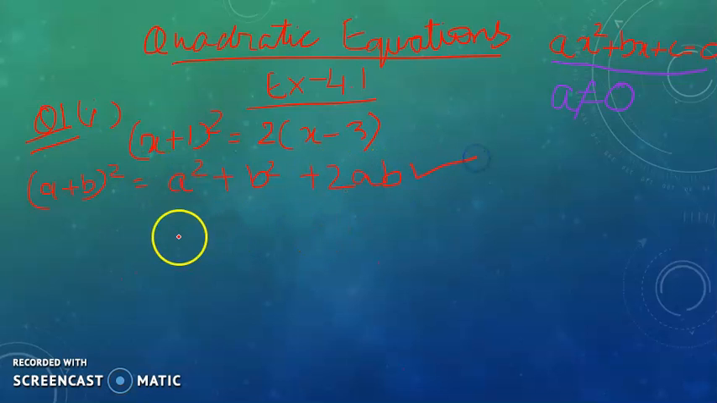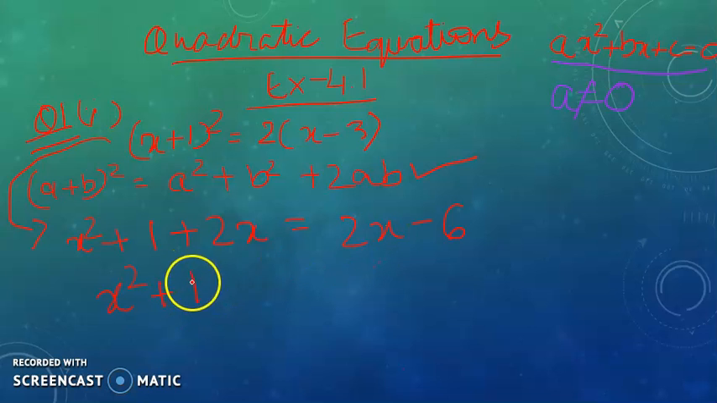Now, starting from here, (x plus 1) whole square will give me x square plus 1 square, 1 square is 1, plus twice ab, 2 into 1 into x is 2x, right? Is equal to, multiplying this out, 2x minus 6. So x square plus 1 plus 2x: I take this plus 1 to the right side and this plus 2x to the right side.